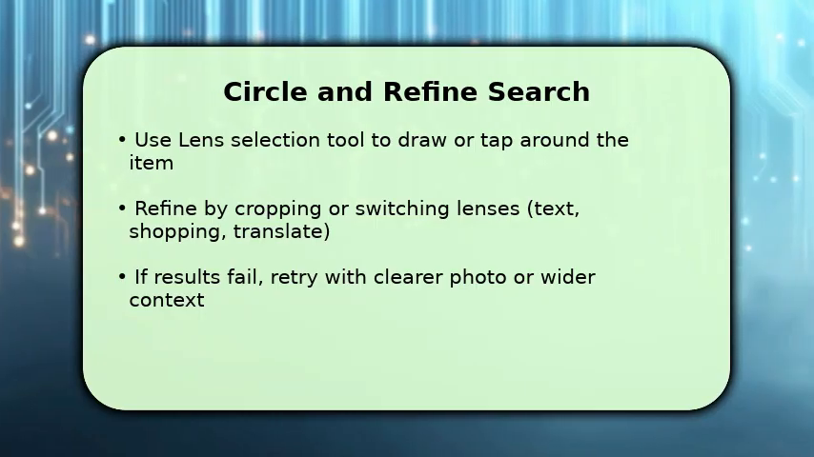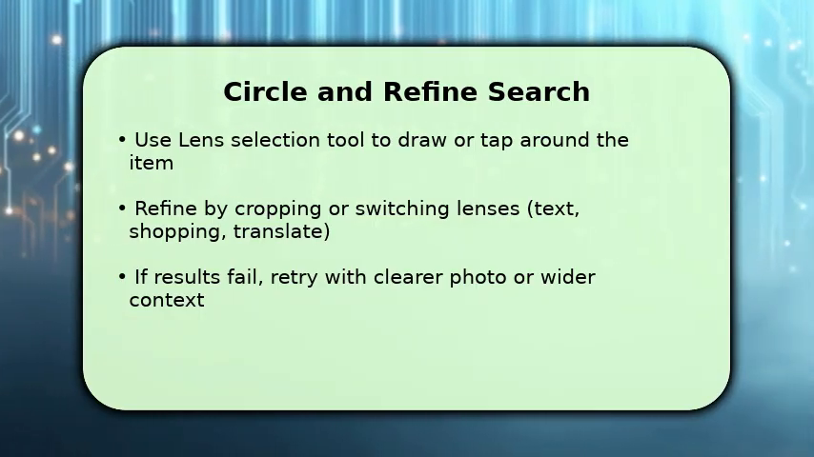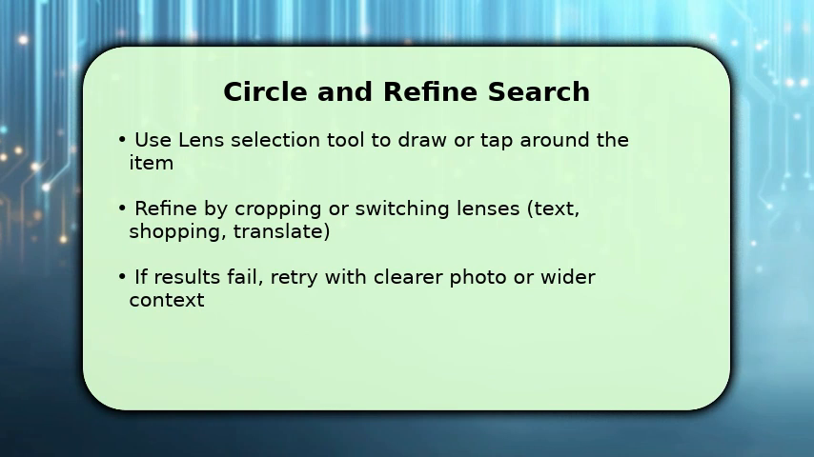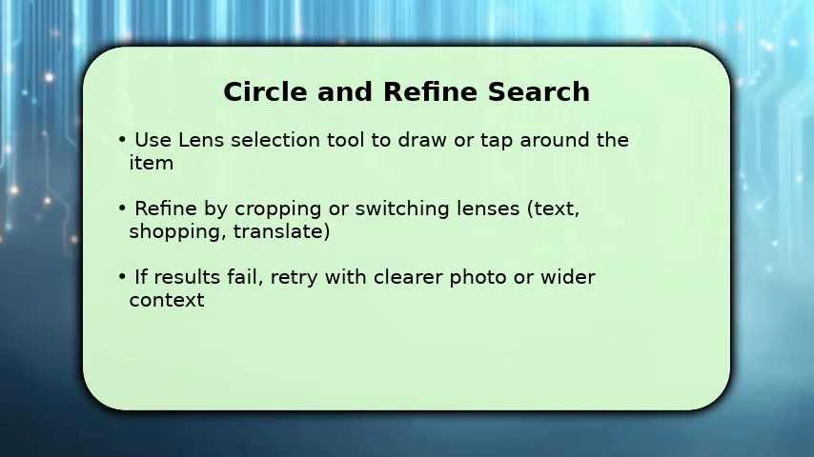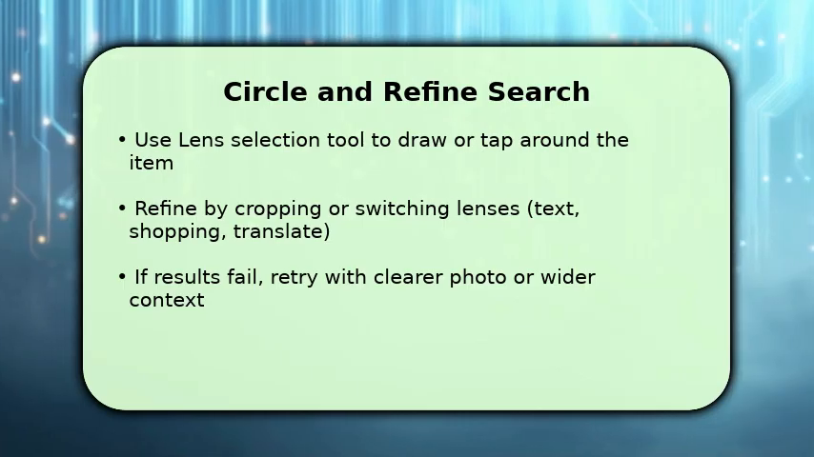Use the Lens selection tool to circle or tap the specific object or area you want identified. Once circled, Lens runs visual recognition and returns matches, product links, or text extraction depending on the mode.